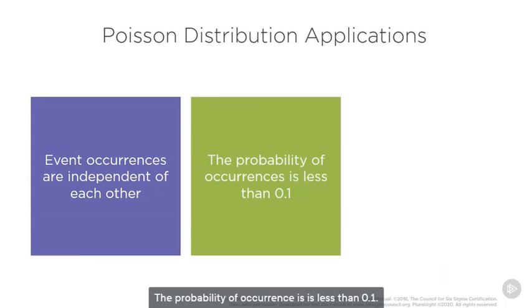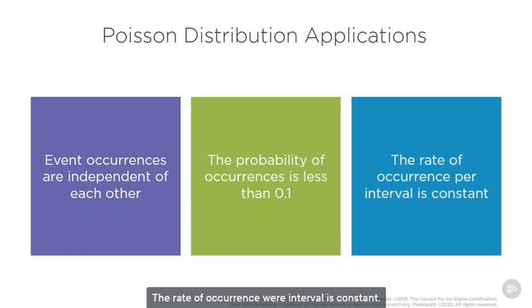The probability of occurrences is less than 0.1. Consider the data entry example I just introduced you to. When using a 10-key number pad, the average rate of entry for employees in the United States is approximately 8,000 per hour. If an employee is making 8 to 12 errors an hour, the probability of an error for each keystroke is well below 0.1. The rate of occurrence per interval is constant. The average number of phone calls per hour is 50, and the average number of errors per hour is 6.